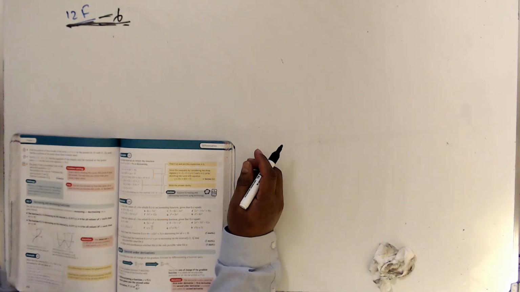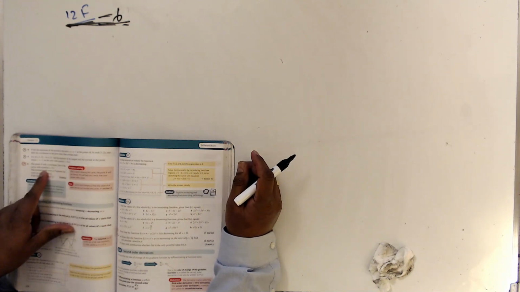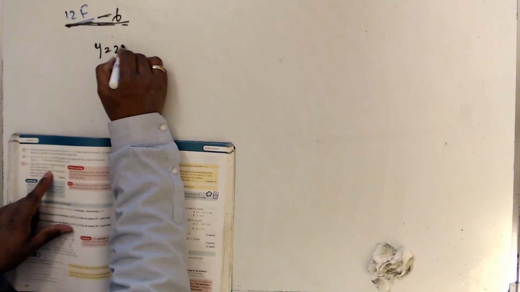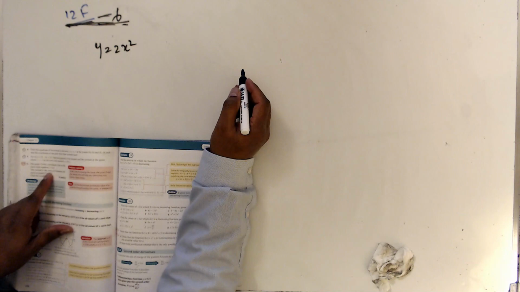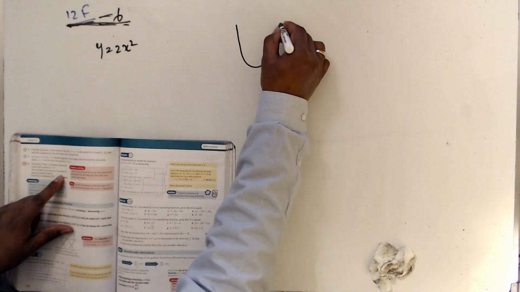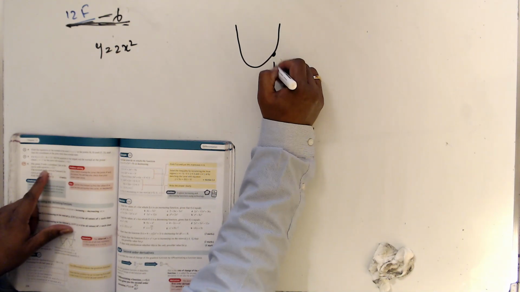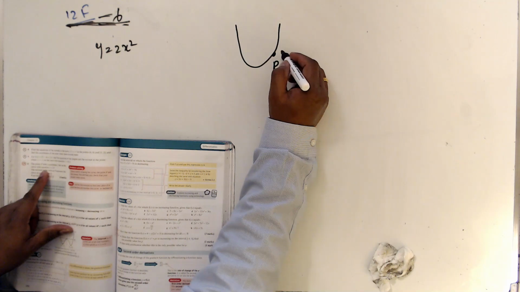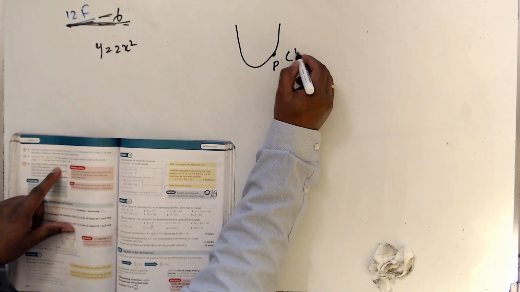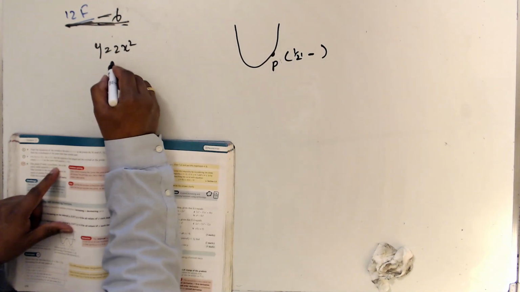Number 6. The point P with x coordinate half lies on the curve with the equation y equals 2x squared. So there is a curve, and on this curve there is a point, that point P, and the x coordinate of this point is half. And we have to find the y. Okay, we'll find the y.